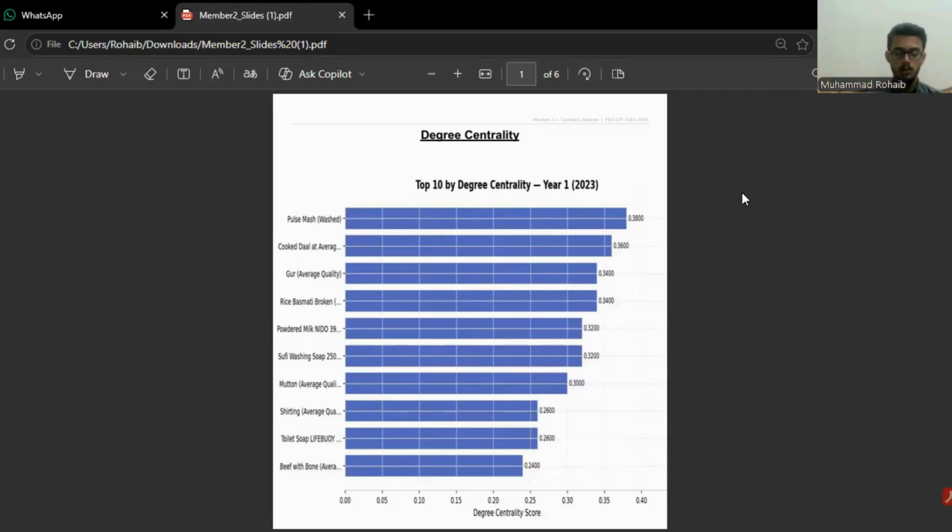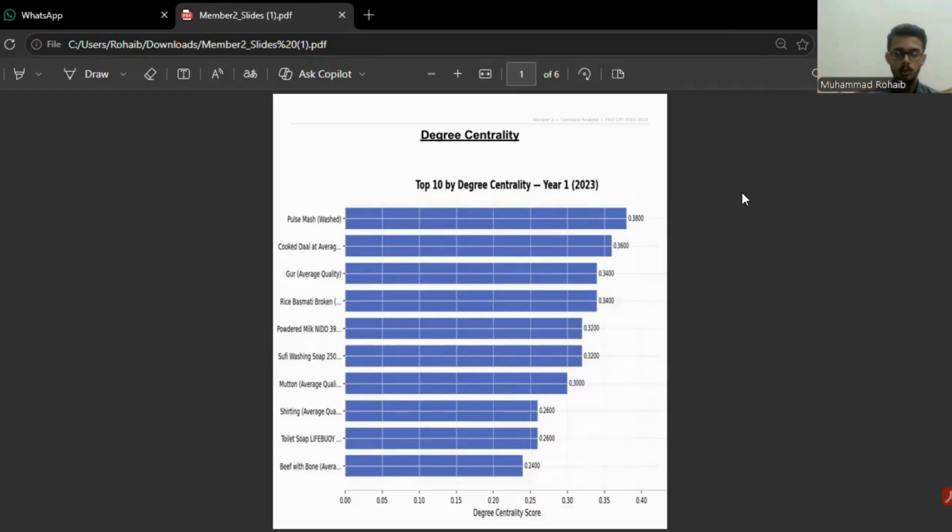Now that we understand how the graph is made and what connections mean, the next question is which items are most important? This is shown by centrality. We calculated three types of centralities. One is degree centrality. Degree centrality shows how many items are directly connected. A higher value means the item's price moves with many others.